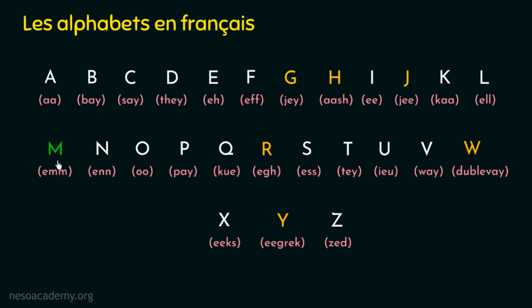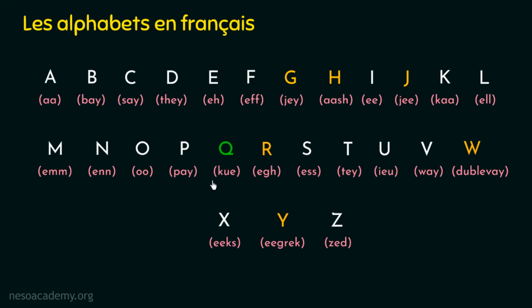Now let's move on to the 13th alphabet. In French, it is pronounced as M. M. Alright. The next is N. N. Alright. Now have a look at the 15th alphabet. In French, it is pronounced as O. O. Alright. The next is P. P. Alright.